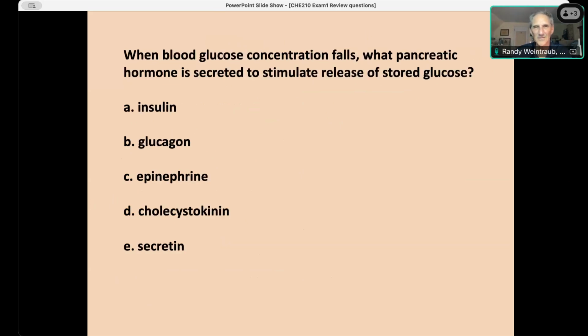Blood glucose concentration falls. What pancreatic enzyme stimulates the release of stored glucose? That's the glucagon.